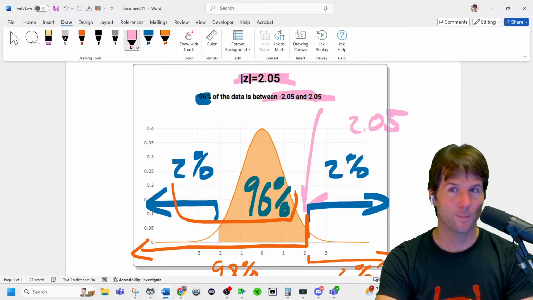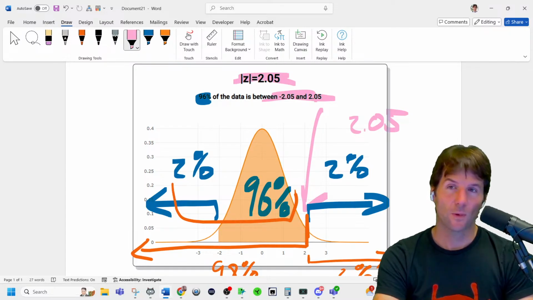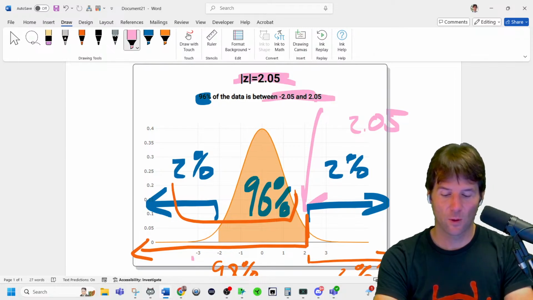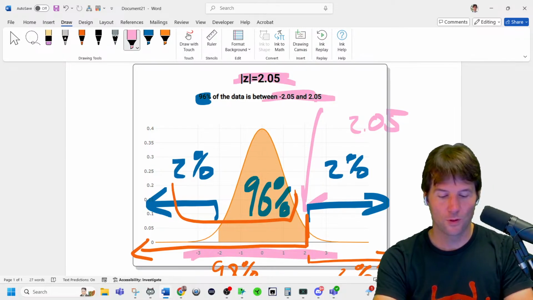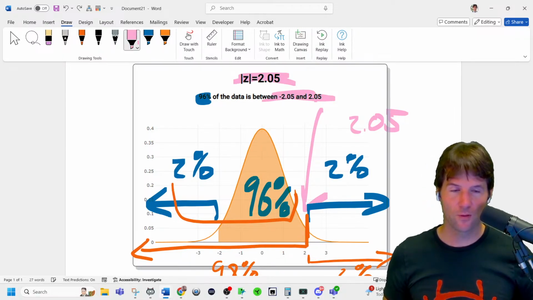What else do you know? What is that? What is 2.05? So you have to think, what are these down here? What are those? What is 2.05?